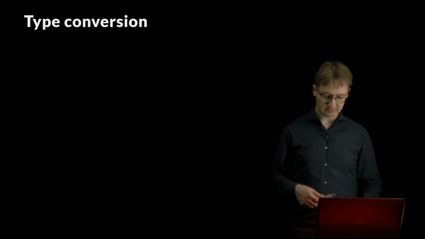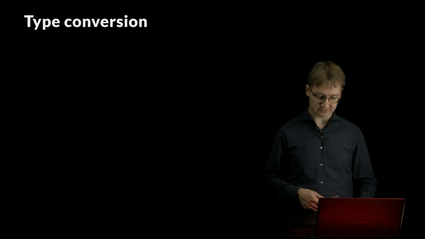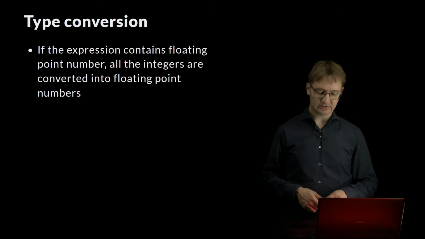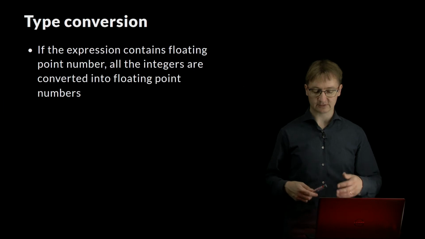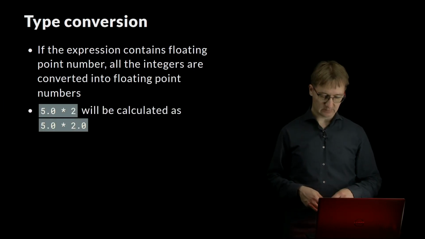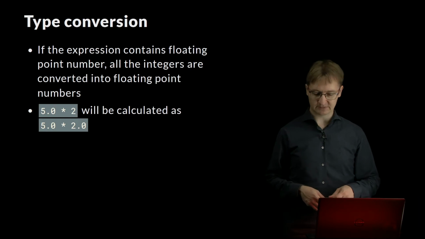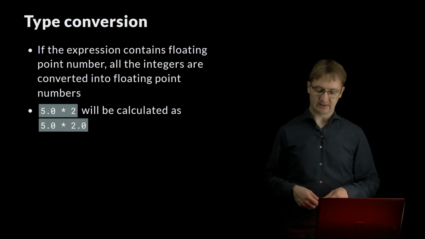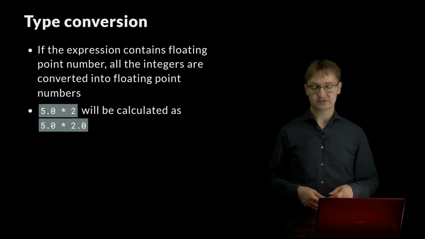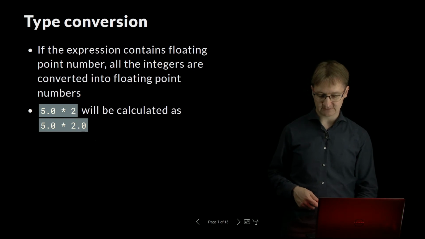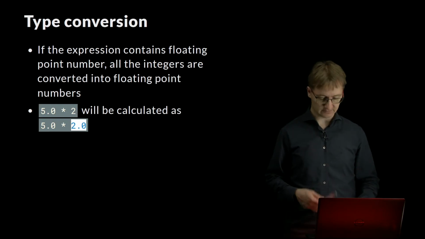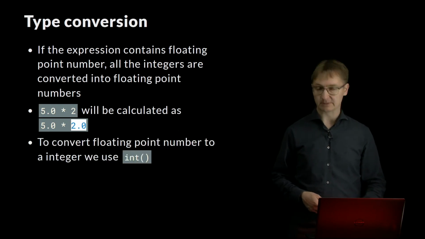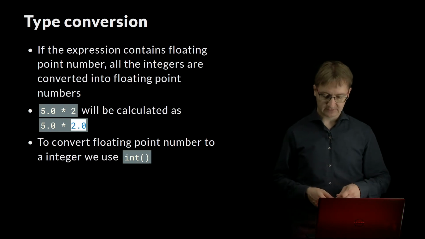But before doing that, we will see about type and type conversion. Usually, if the expression contains floating point numbers, all the integers are converted into floating point numbers. What's meant by that is that if I multiply two numbers, 5.0 and 2, the actual calculation done by Python converts this 2, which is an integer, into a floating point number and then carries on the expression itself. The same goes with division and so on.